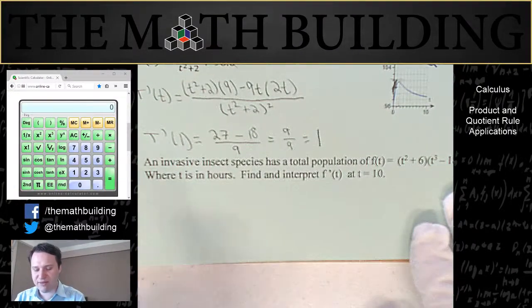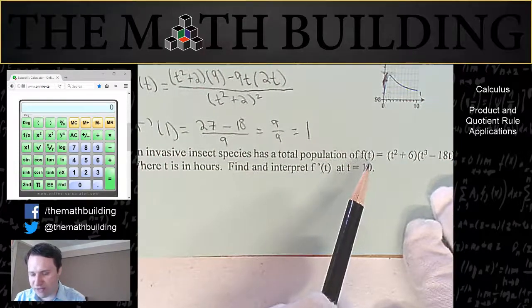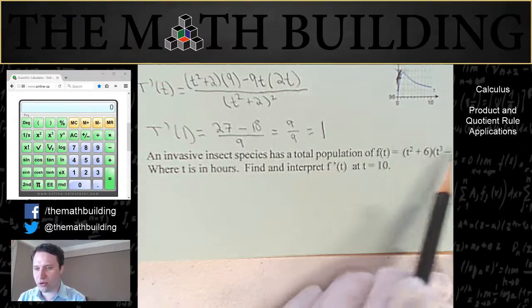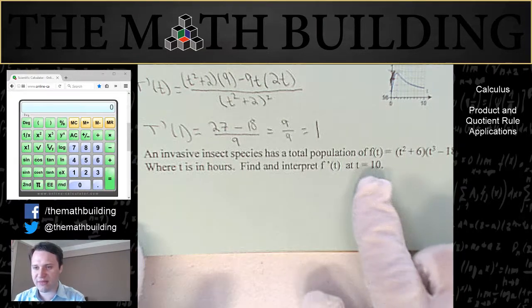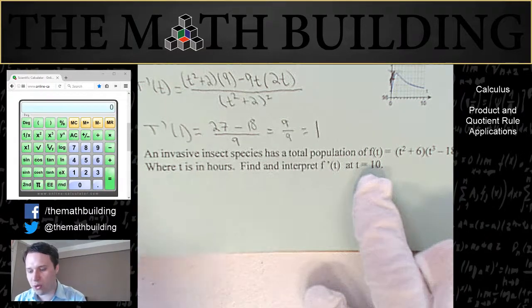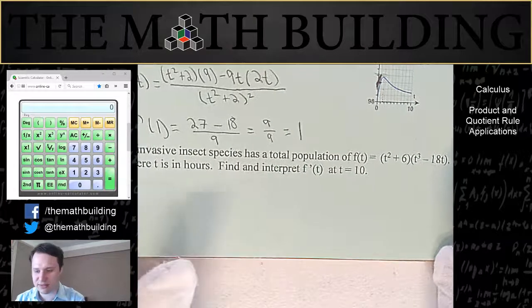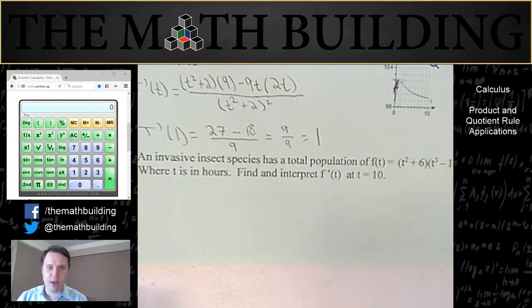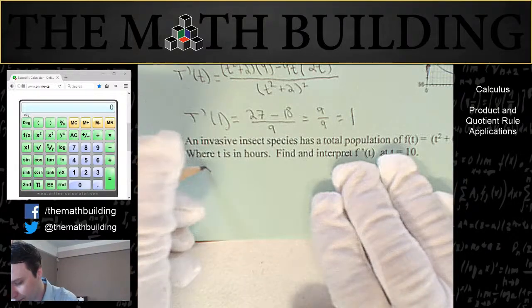We have an invasive insect species that has a total population of this function right here, where t is in hours. So this is the total population function. Find and interpret the derivative at t equals 10. So this function right here is the total population of insects, and the derivative of it is going to be the rate at which that population is increasing or decreasing. So let's go ahead and find that derivative.